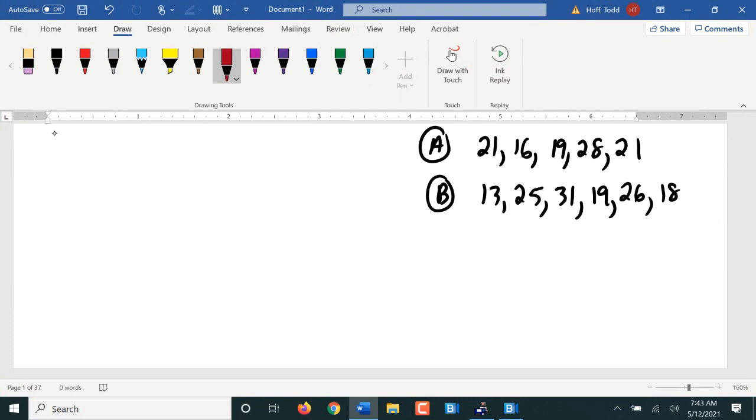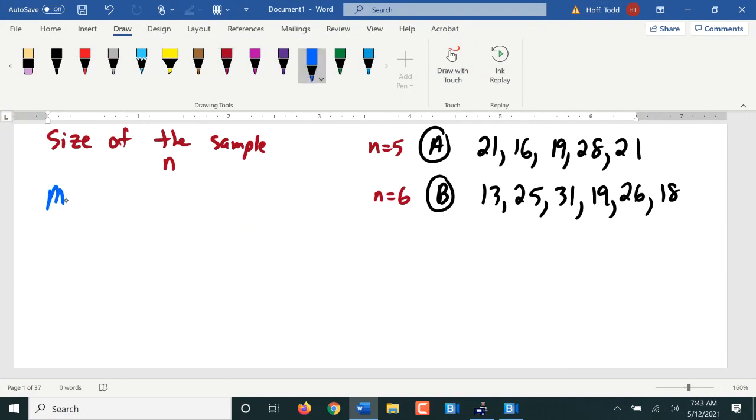Now these are samples, which means that they are sets of data taken from a larger set of data. Size of a sample is denoted by the letter n. So for set A here, n equals 5 because there's 5 numbers in that list. For set B, n equals 6 because there's 6 numbers in that list. Let's talk about measures of center.